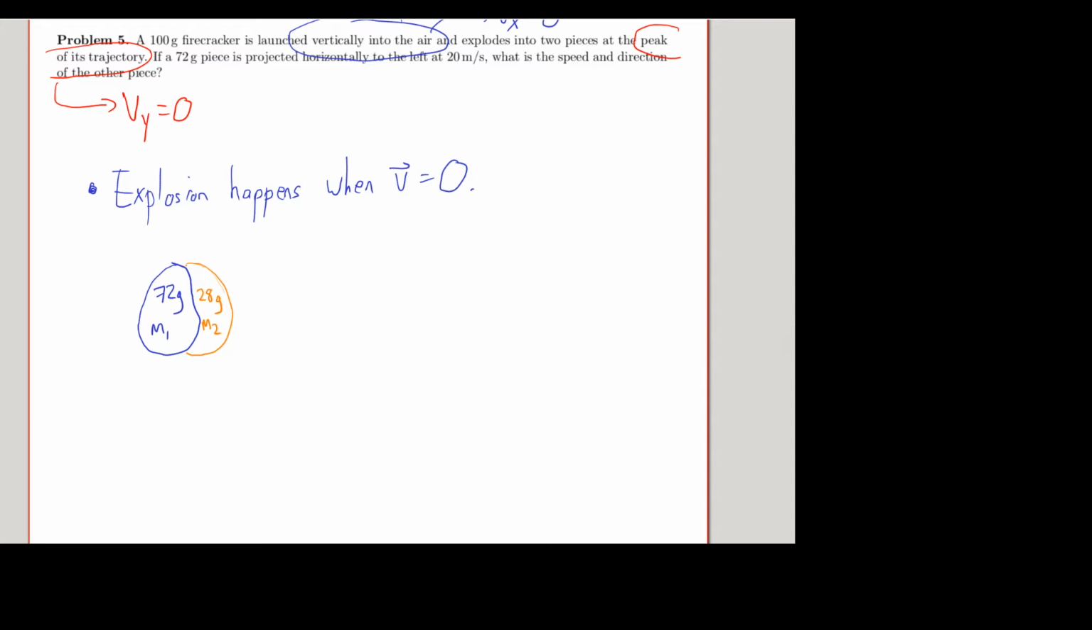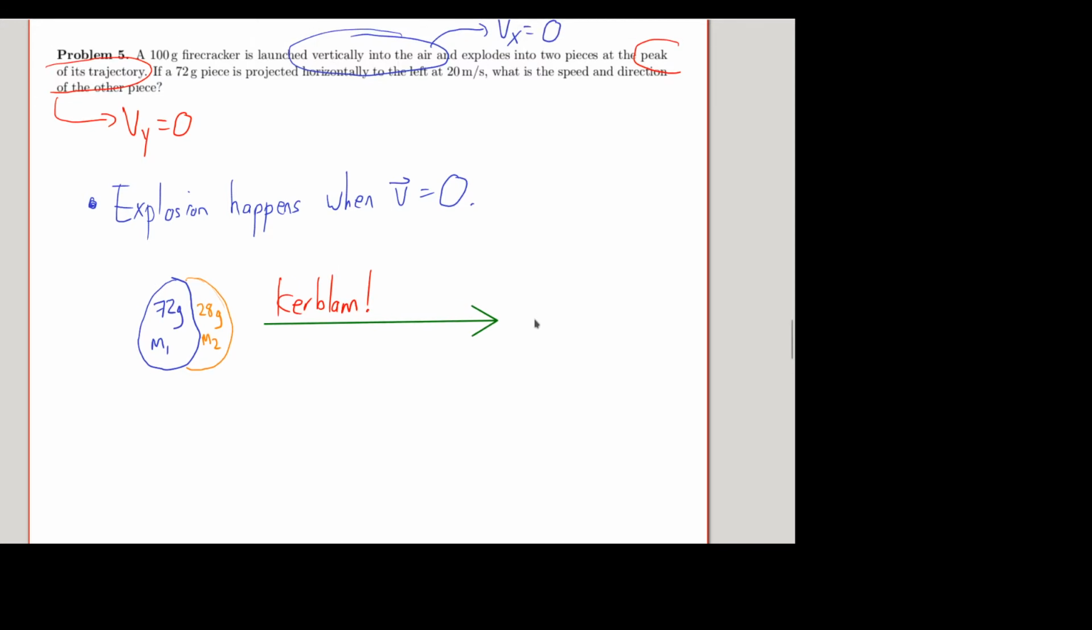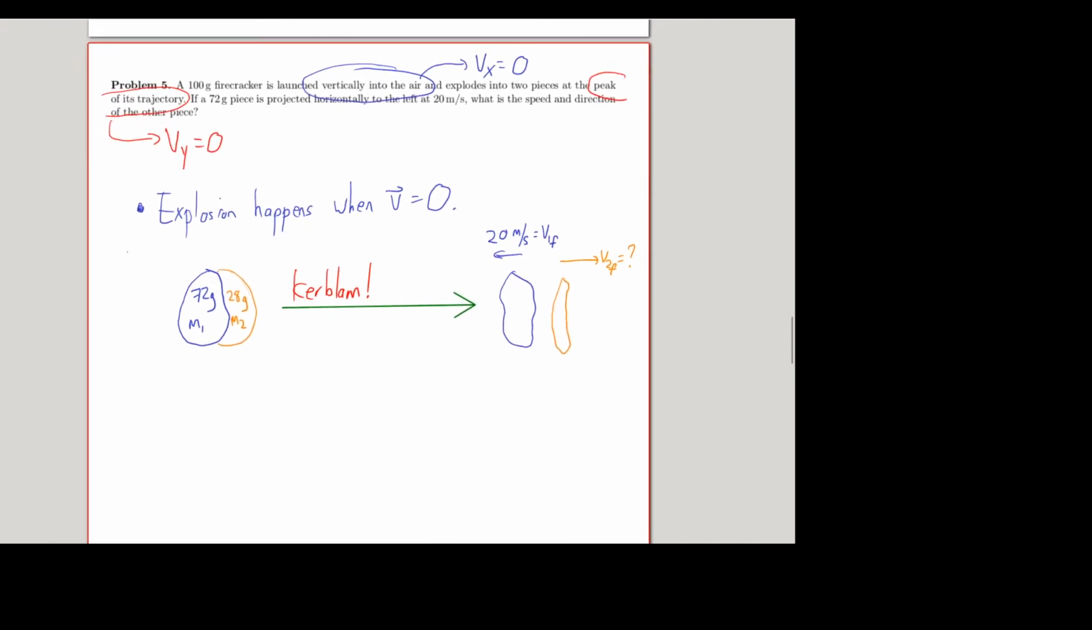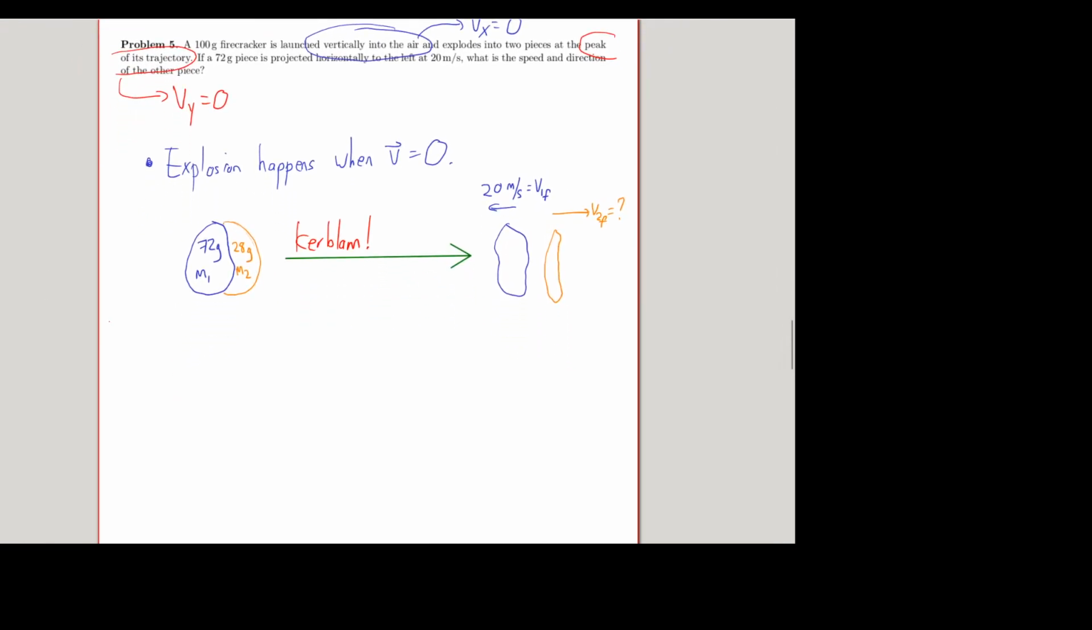And then after the explosion, which makes that noise, the 72 gram piece is moving to the left at 20 meters per second, which I'll label V1 final. And the other piece is going to be projected to the right. V2 final equals question mark. So this is just conservation of momentum in one dimension.